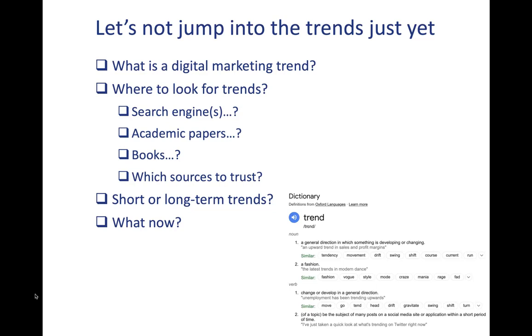Now, where to look for trends? It's important to also think about, should we look at search engines? Possibly yes. Remember, Google is not the only search engine. Although it's used by up to 5% of the world's population, there are other decent search engines as well. However, we will start with Google. Shall we look at academic papers? Yes, we can. There are different ways how we can look at them.